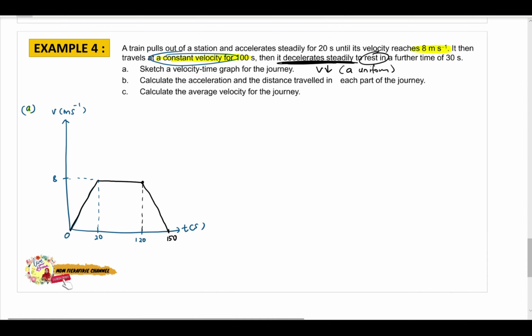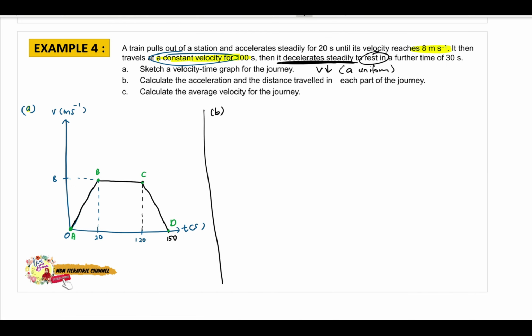And then calculate the acceleration and distance travelled in each part of the journey. Okay, so when it asks to calculate each part of the journey, we see that we have 3 different sections or 3 different paths. So you can label the points. Say this is the start, A. I name this one B, this point C, and this is D. Okay, so we write them one by one.